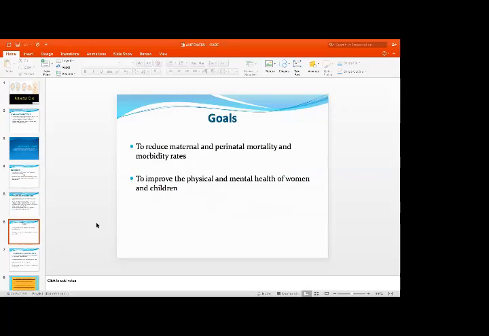What are the goals of antenatal care? It is to reduce maternal and perinatal mortality and morbidity rates. Secondly, to improve the physical and mental health of the women and the babies.